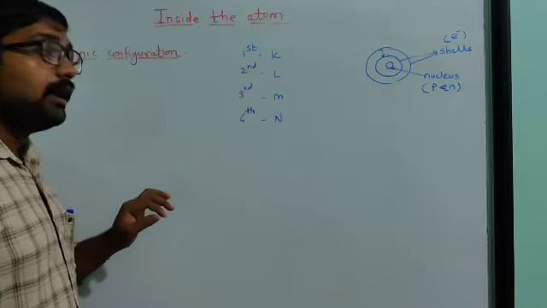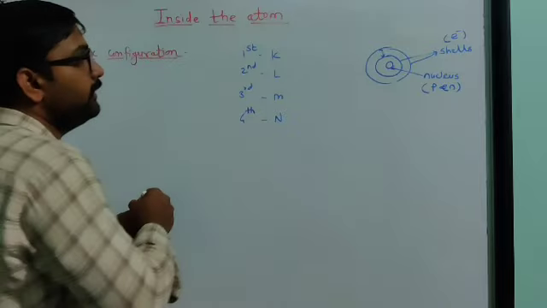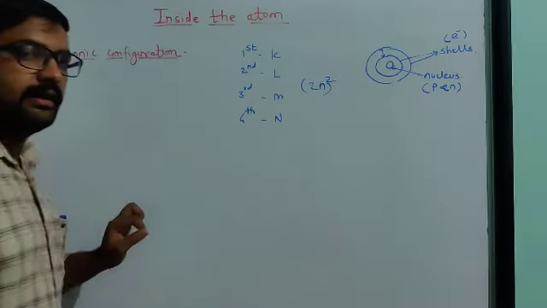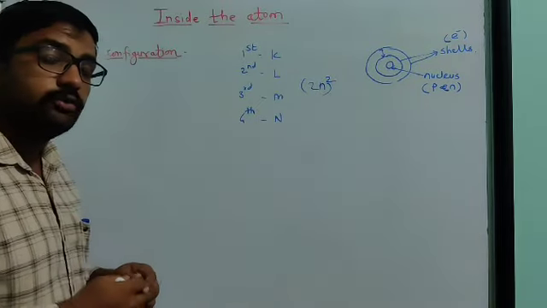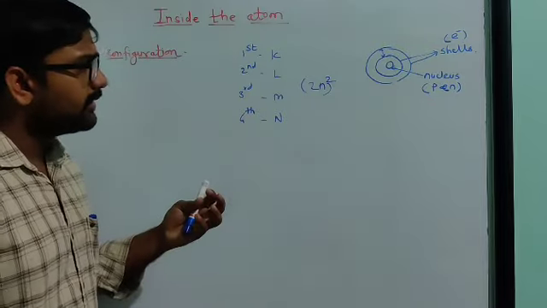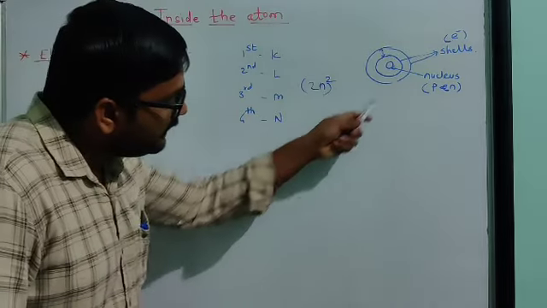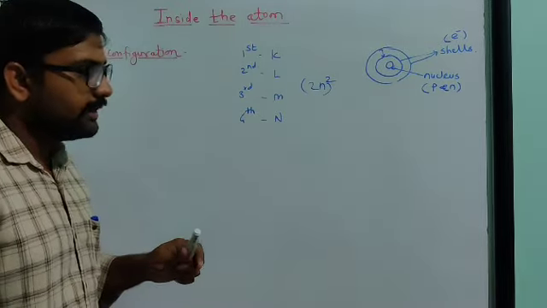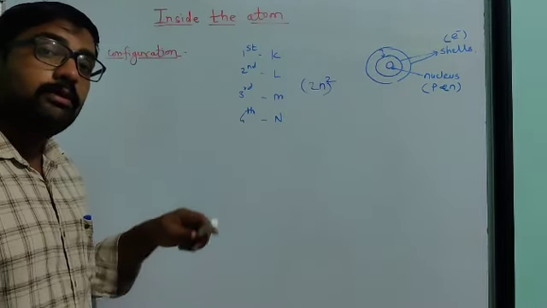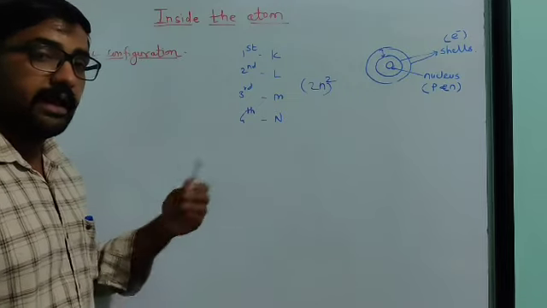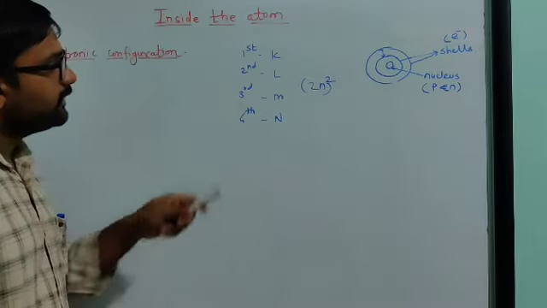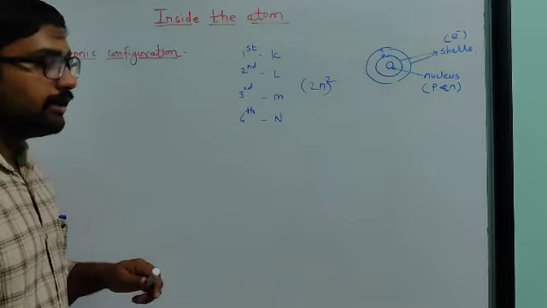There is also one formula, that is 2n square. 2n square is the formula that we generally use to calculate the maximum capacity of a particular shell, meaning how many maximum electrons can stay in one orbit. According to the atom, how many electrons it has, on that basis we define how many shells are there. So 2n square is the formula to calculate the maximum number of electrons in a given shell.